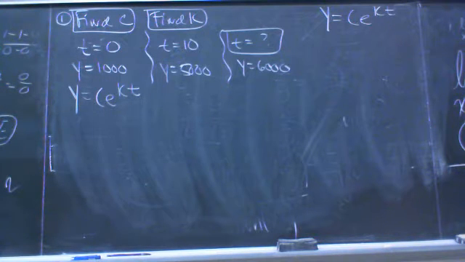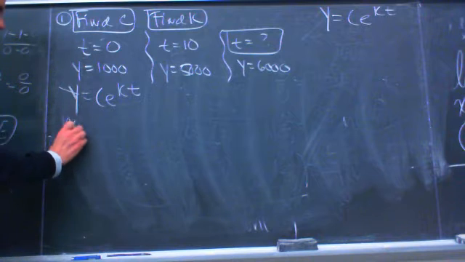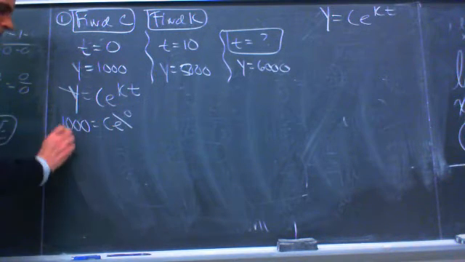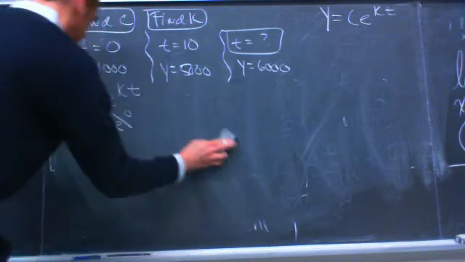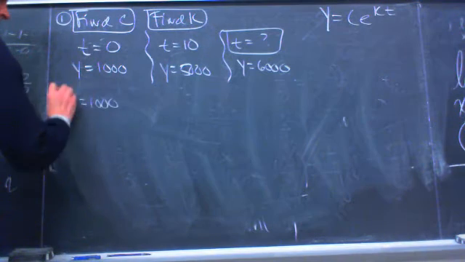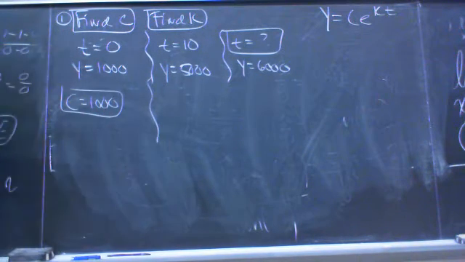They get very messy. So y is 1,000, and t is 0. e to the 0 is 1. So what's c, everyone? Done. Okay? So c is 1,000. Find decay now. Go to the second step and find decay.